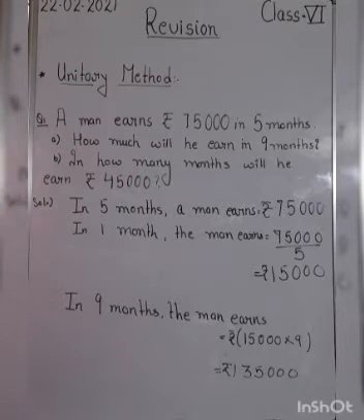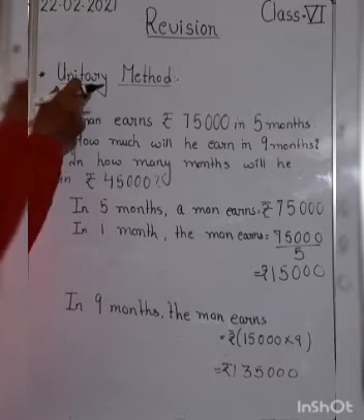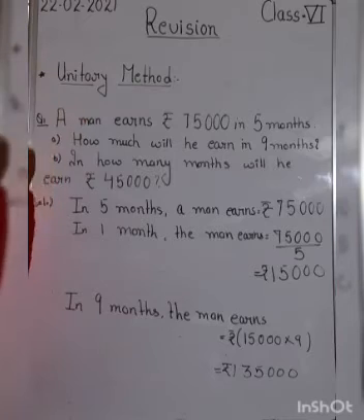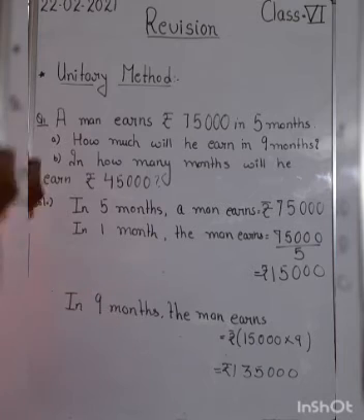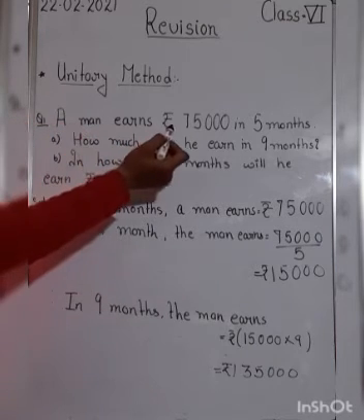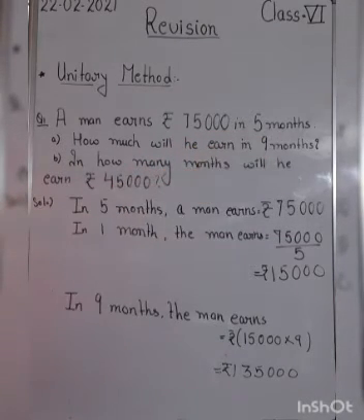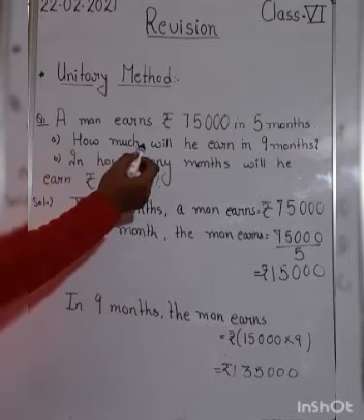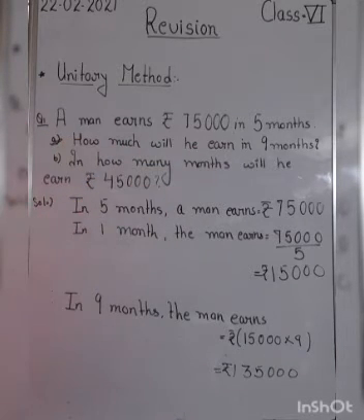Now this is a very important topic and you are definitely going to get one question based on it. Now what is the unitary method? The unitary method is the method in which you first find the value of a unit quantity, that is the value of one quantity, and then you find the value of the asked quantities. Okay, so I have done one question over here. A man earns rupees 75,000 in 5 months. What is the question? How much will he earn in 9 months?